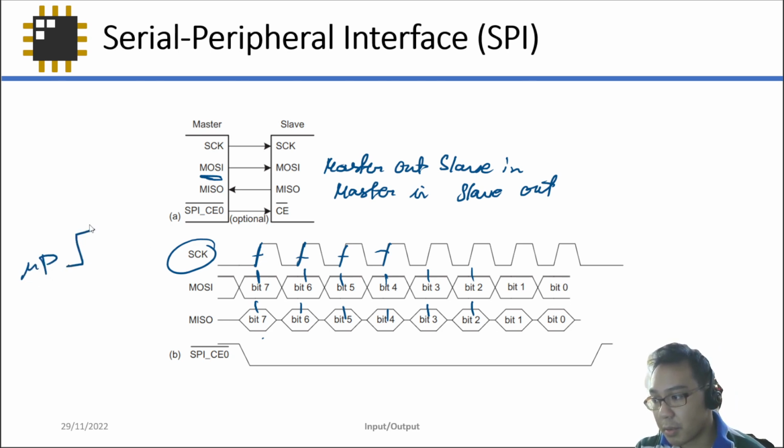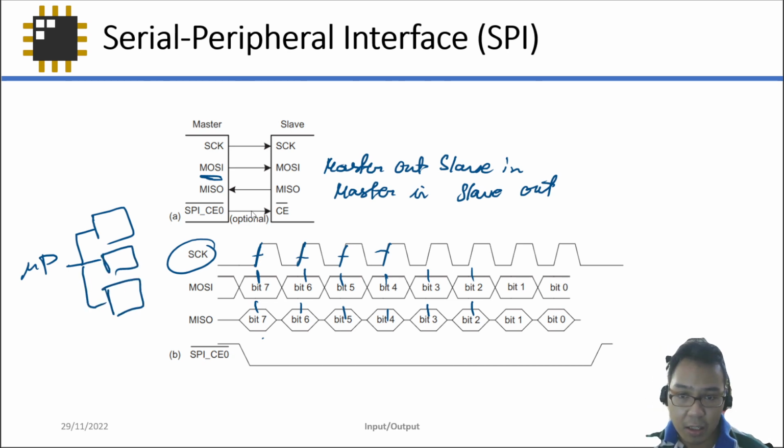So if your microprocessor was connected using these three wires to multiple peripherals, then if you don't have the communication enable wire, all of these guys will be listening to whatever you say, and some of them might be different devices, so they would be listening to the wrong commands.